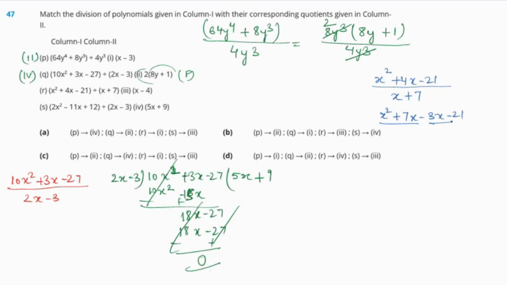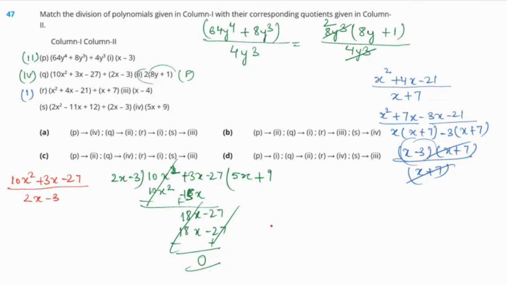If we factorize it, we will be getting x plus 7 times x minus 3. So the factors we are going to get are x minus 3 and x plus 7. And we need to divide it with x plus 7 only. So we can cancel this and we are getting only x minus 3, and x minus 3 is option 1. Now the last one we have is 2x square minus 11x plus 12.